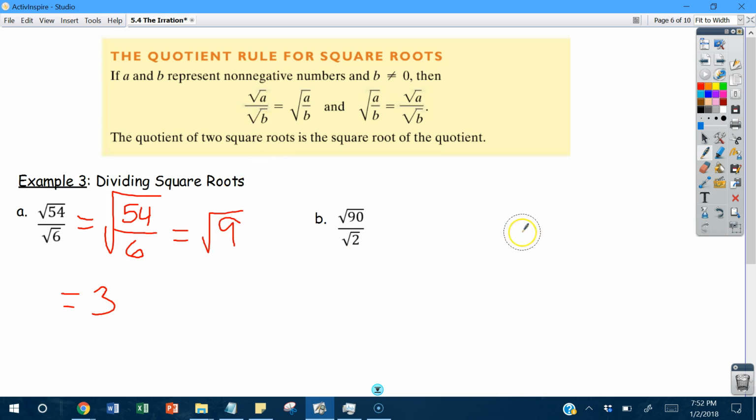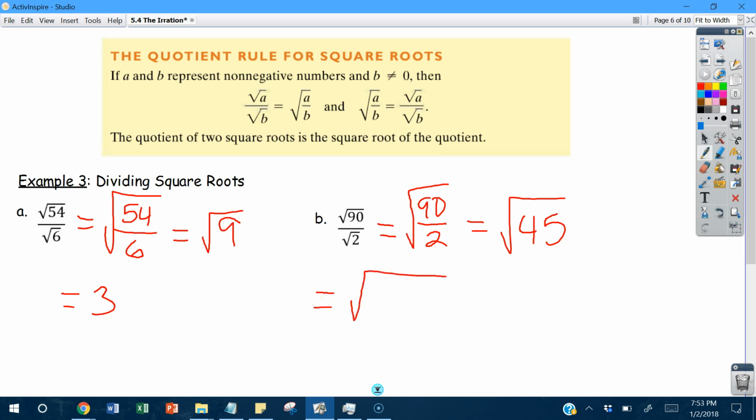Okay, so we can do the same thing with b. We have the square root of 90 over the square root of 2, which I can write as the square root of 90 divided by 2. Then do the division, so all this is in the square root. 90 divided by 2 is 45. And then I should probably try to simplify that a little bit if I can, since that's a pretty big number. So let's see, is there any factor of 45 that's a perfect square? I think there is. Maybe. Let's see. Yeah, so 9 times 6, nope, not 6. 9 times 5 gives us 45.